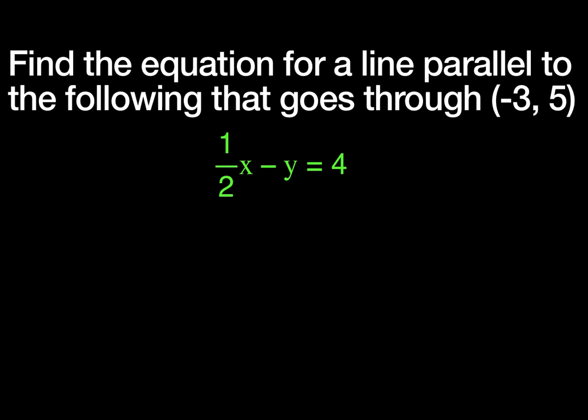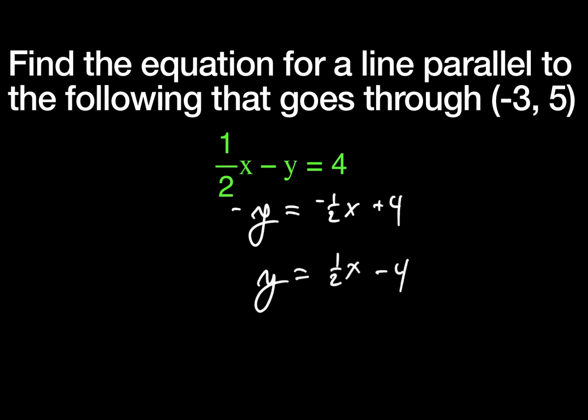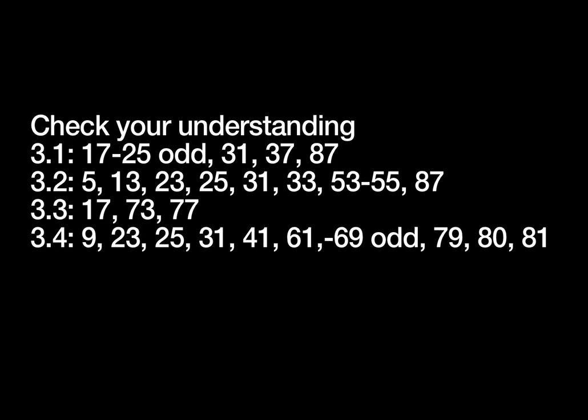All right, for this one, a line parallel. So I need to get this into slope-intercept form. Subtract 1/2 x from both sides, which I just did. Change it to y equals 1/2 x minus 4. And then I'll use that slope and that point with point-slope form, which we're not going to have time for today. And then this is on Canvas. These are your check your understanding problems for this chapter.